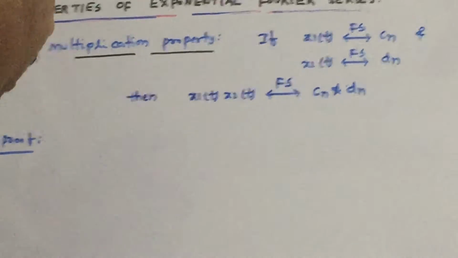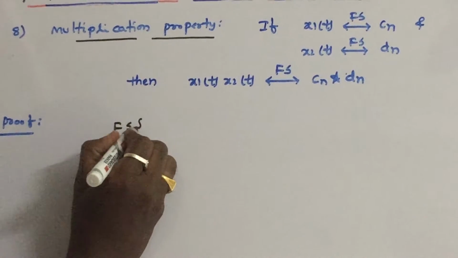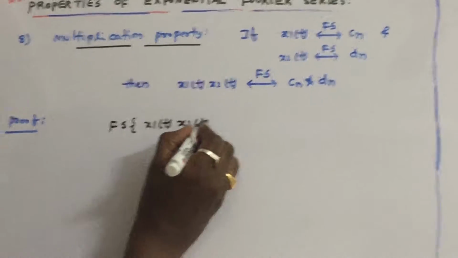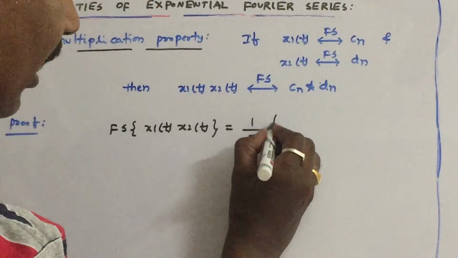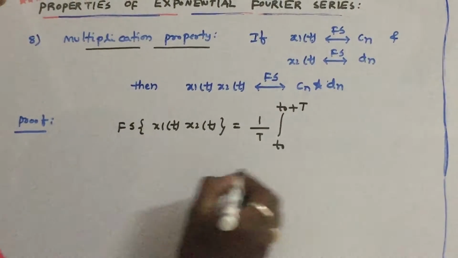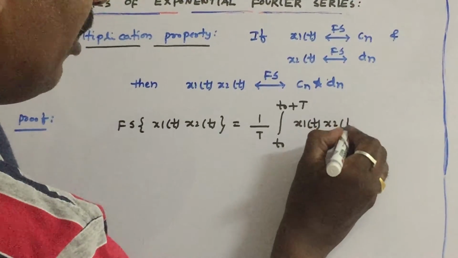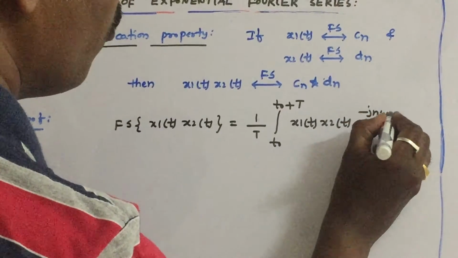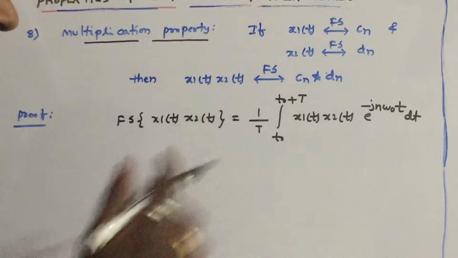So what we want to find out is the exponential Fourier series coefficient of x1 of t into x2 of t. So what is the formula? 1 by T, integral t0 to t0 plus T, of the function x1 of t into x2 of t into e power minus j n omega 0 t dt. Just write this function here.